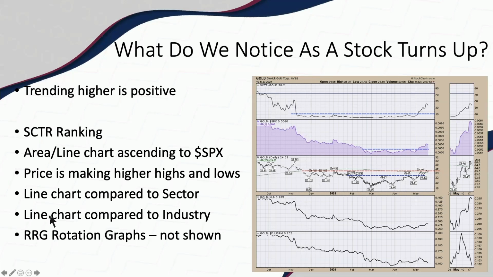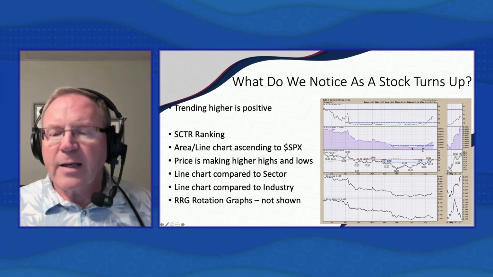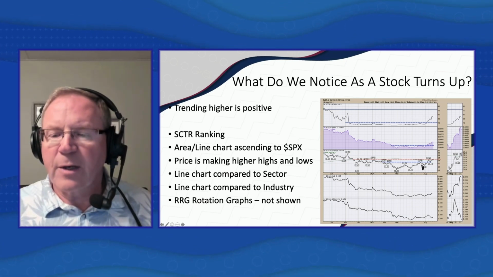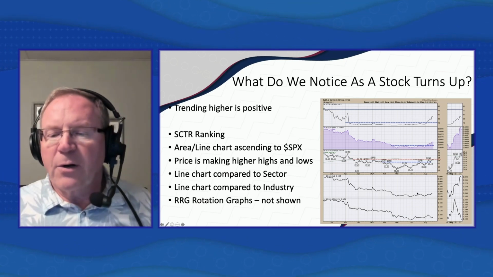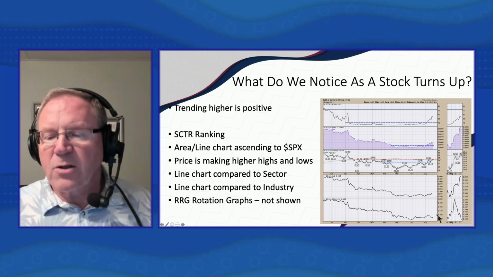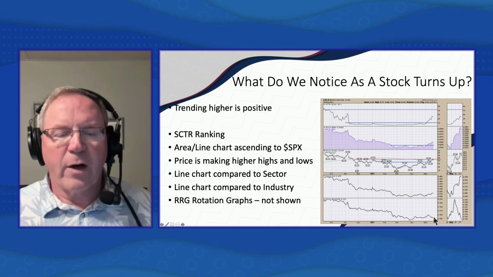So what do we notice as the stock starts to turn up? What you'll see is that we're typically starting to trend higher, and this SCTR ranking on Barrick Gold had been below 10 for a long time, and now all of a sudden is starting to show a little bit of enthusiasm. Relative strength compared to the S&P 500 is now starting to turn up. Price is starting to improve. It's making higher highs and higher lows. Compared to the sector it's in, which is materials, it's trying to make new 3-month highs. And compared to its peer group, it's actually one of the worst performers in the gold group right now.